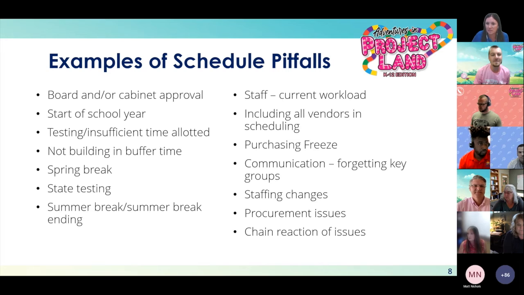So we're going to talk about schedule pitfalls and getting back on track. Some examples of schedule pitfalls that may affect the schedule of a project: a board and/or cabinet approval, not planning enough time for these various approvals. With most large projects, districts need different levels of approvals, and possibly even outside vendor approval or county approval, depending on the scope of the project. And if one of these steps is not planned into a schedule, it could cause a delay.